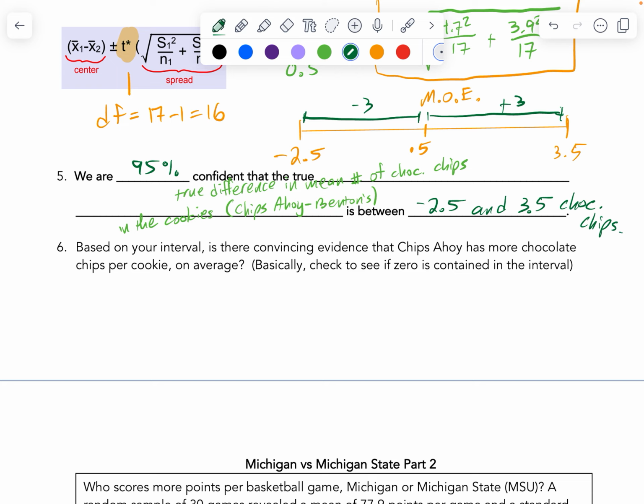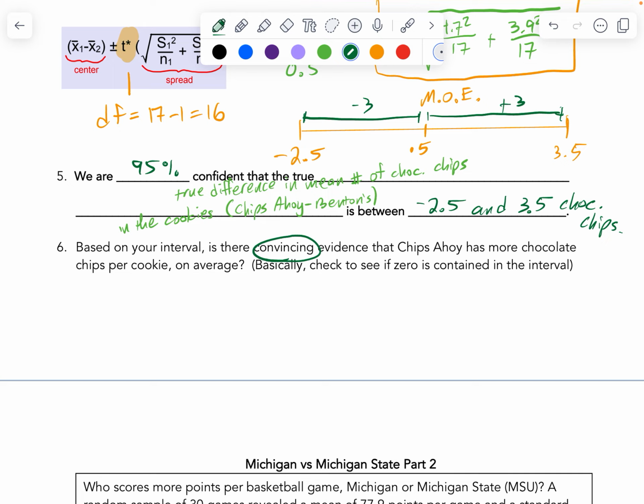Okay, there it is. Based on the interval, is there convincing evidence that Chips Ahoy has more chocolate chips per cookie on average? Is this convincing you? Basically, we've done this many times. 0, 0, 0. Is 0 in this interval? Sure it is. It's right about there. That would be roughly where it is. But if it's in there, that means 0 is a possible difference. 0 represents when the cookies are the same.